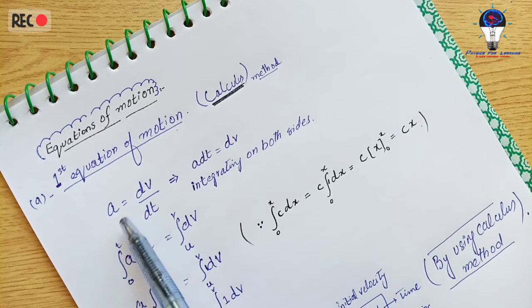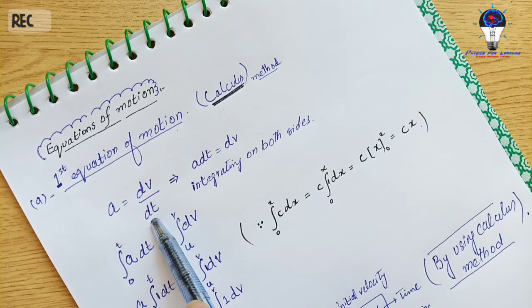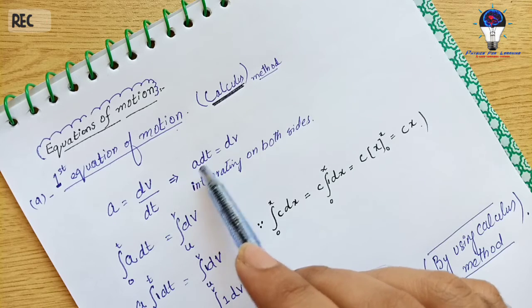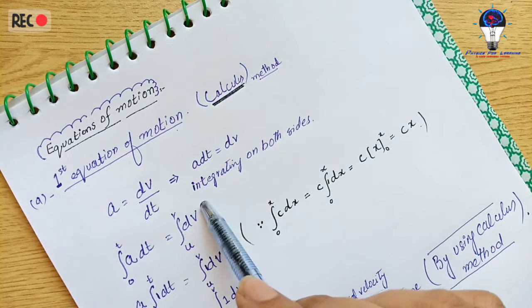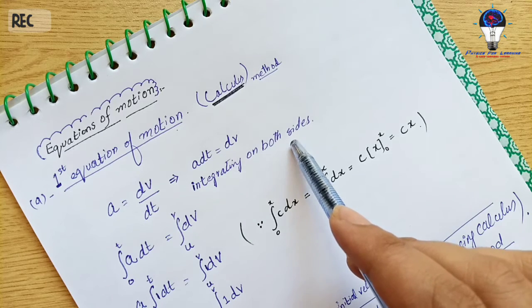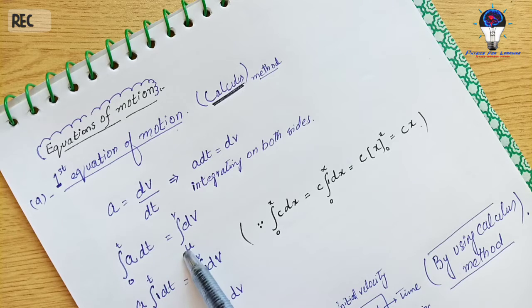So let's start. The first expression: acceleration, as we all know, is the rate of change of velocity, and by arranging this expression we will get a dt is equal to dv. Now integrating on both sides by using their respective upper limit and lower limit, we will get this expression.